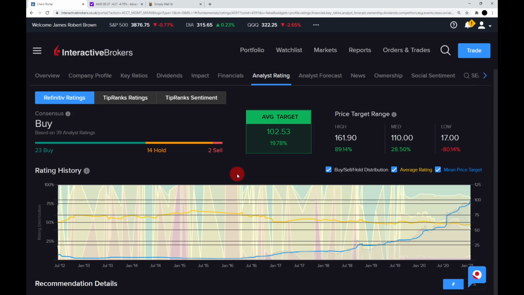But if we look at the analyst ratings, we get a little bit more bullish signals here. So Refinitiv has it at a consensus buy, 23 buying, 14 holding and 2 selling, with the average target of $102 a share, which is a 20% increase, and on the high side with almost a 90% increase at $161 a share, so that's very good from Refinitiv.